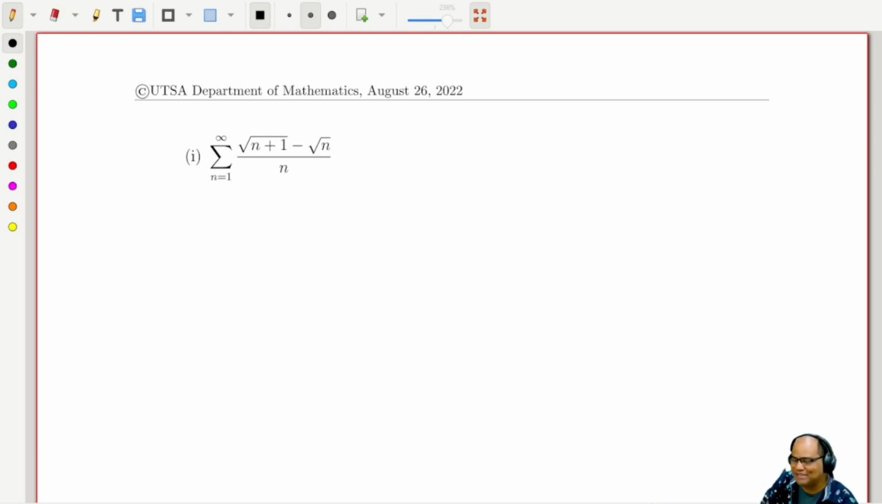We're summing something that looks like square root of n plus 1 minus square root of n over n. Now, you're going to have to actually prime this a little bit before you can make a conclusion about the convergence or divergence of the series. And this is going to go back to something in Calculus 1, or really, it's just an algebra trick. The idea here is to multiply by the conjugate.